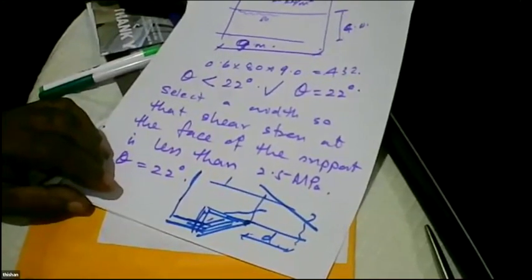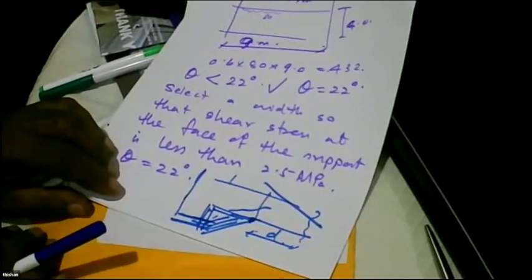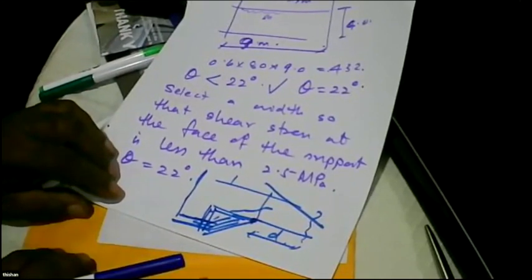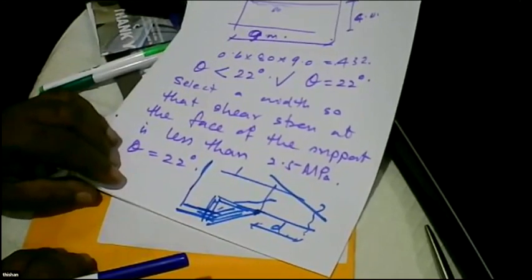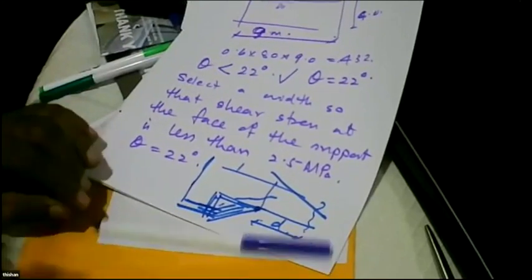Could you understand that? Yes, sir. It is very clear. Very simple, because a shear failure occurs D away from the face of the support. So you change the face of the support by having a steel bracket. Got it, sir.